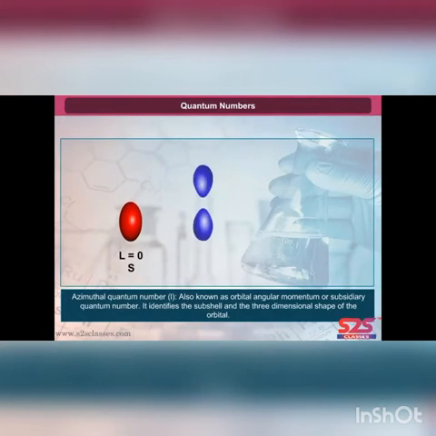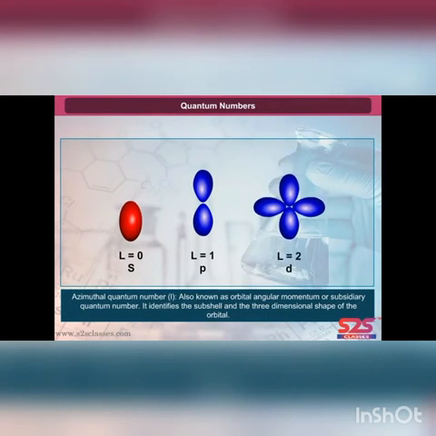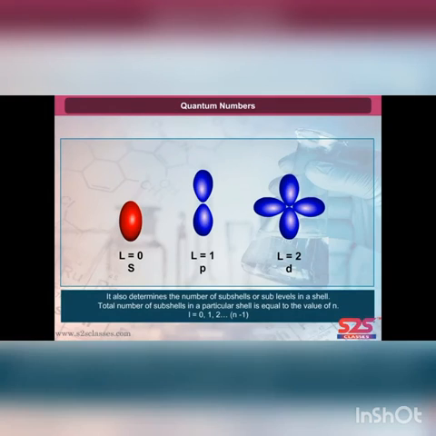Azimuthal quantum number l is also known as orbital angular momentum or subsidiary quantum number. It defines the subshell and the three-dimensional shape of the orbital. It also determines the number of subshells or sublevels in a shell. Total number of subshells in a particular shell is equal to the value of n. l has values 0, 1, 2 up to n minus 1.